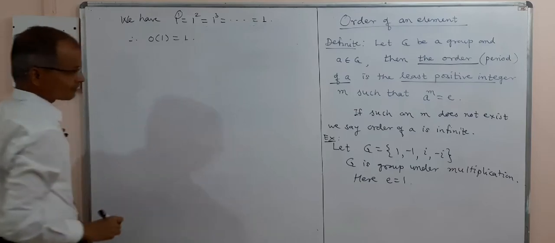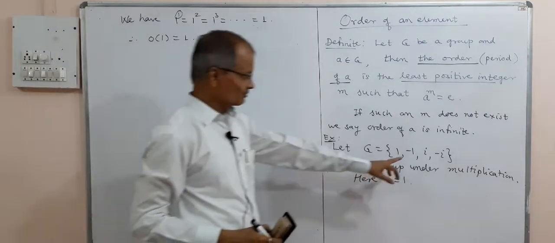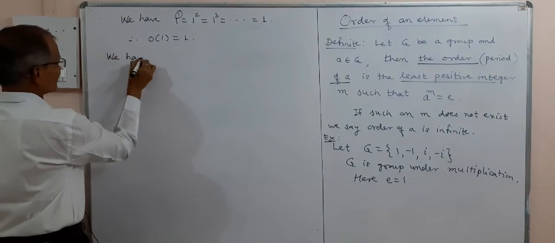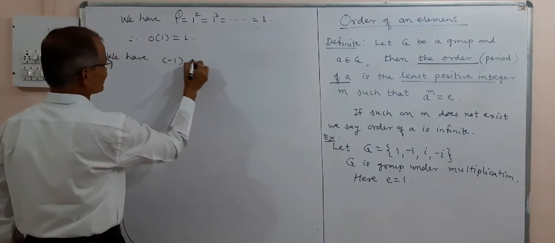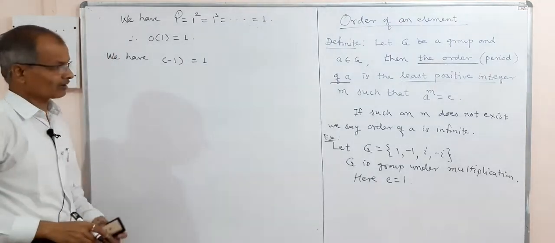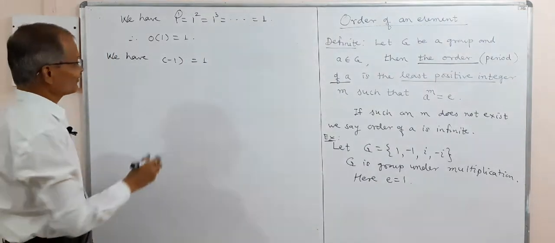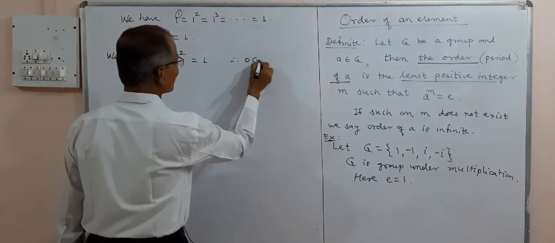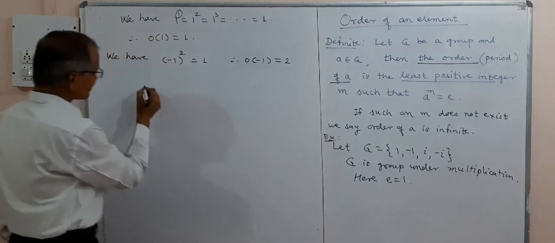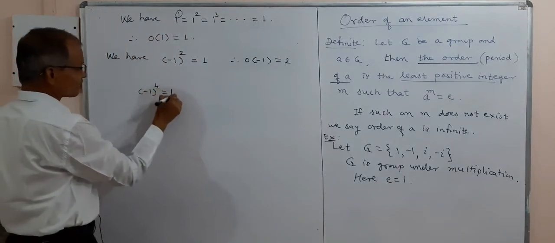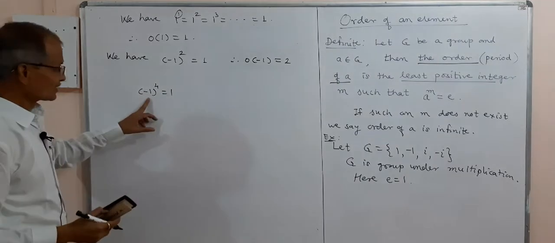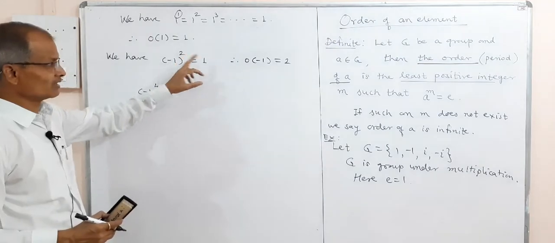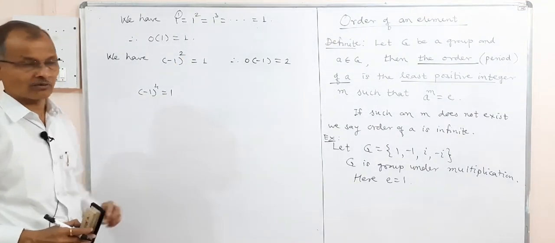Therefore the order of 1 is equal to 1. Now consider the next element, that is minus 1. Minus 1 raised to which power is equal to 1? The minimum, or least positive integer. We know minus 1 squared is equal to 1. Therefore, the order of minus 1 is equal to 2. We also have minus 1 to the power 4 equal to 1, but the order of minus 1 will not be 4, because 4 is not the least positive integer. 2 is the least positive integer. So this is to be noted.